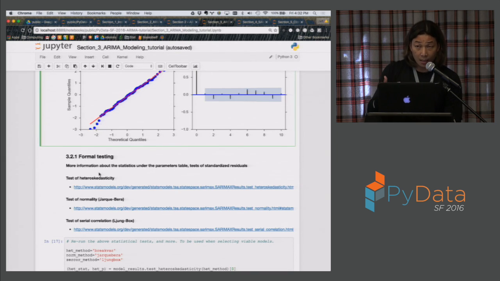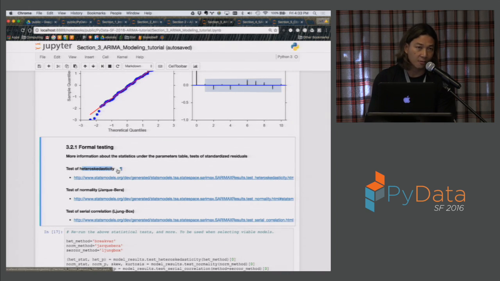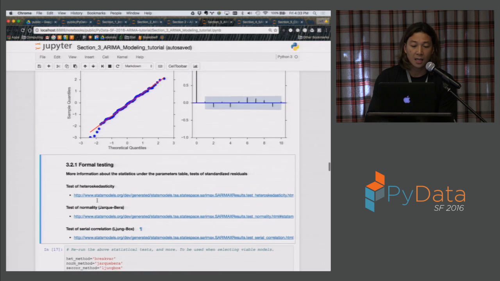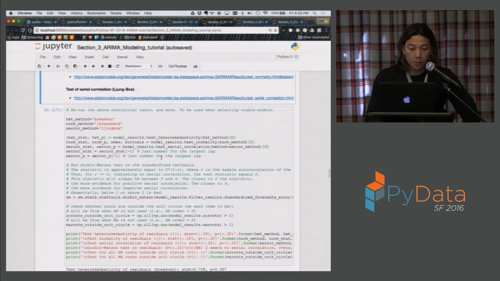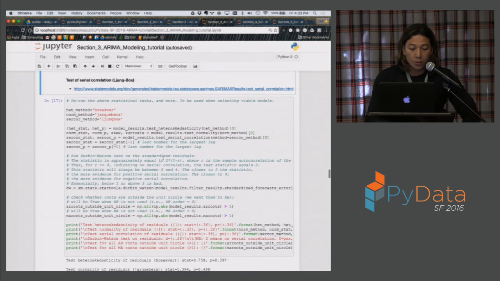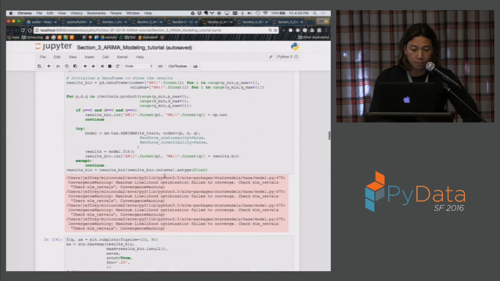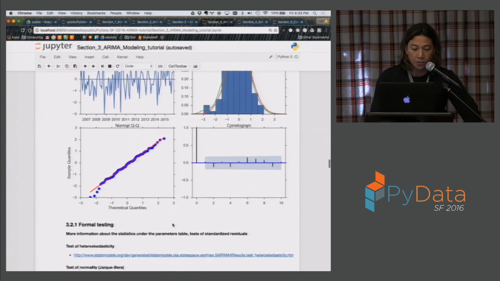Now, this diagnostic is just visuals. Remember, in the back, there are also formal statistical tests that you should run to check the underlying assumptions, meaning non-constant variance, non-normality, and serial correlation. These are things that are tested here. In this notebook, we also include some functions to replicate these statistics, so you can also try that.